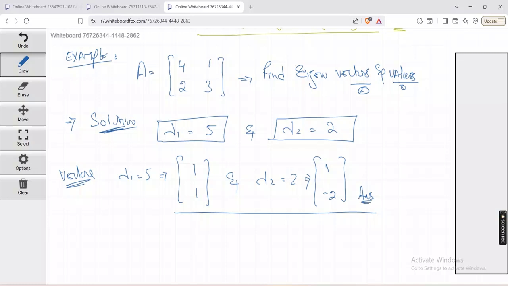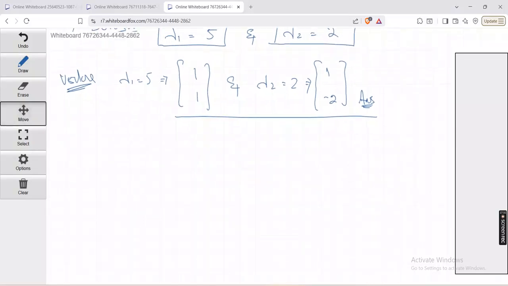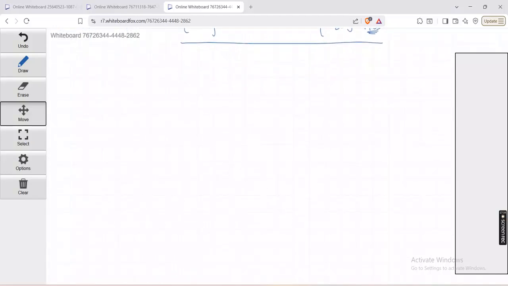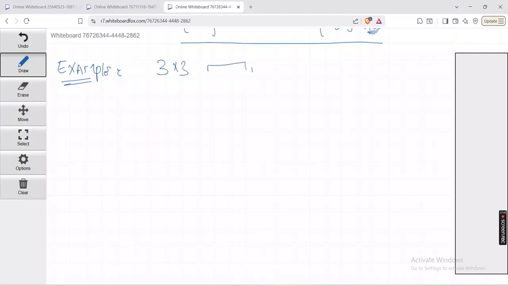Now we will move to the complex matrix, which is 3 by 3, so you have to listen very carefully. It will be lengthy because it's 3 by 3. For example, I have a matrix A and the values I have are 1 1 3, 1 5 1, and 3 1 1.